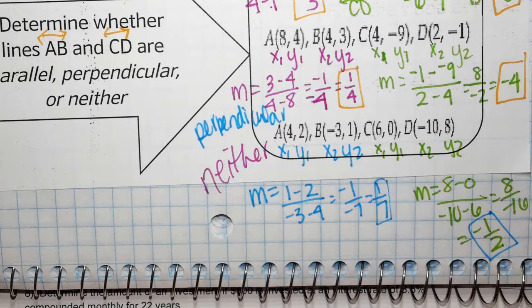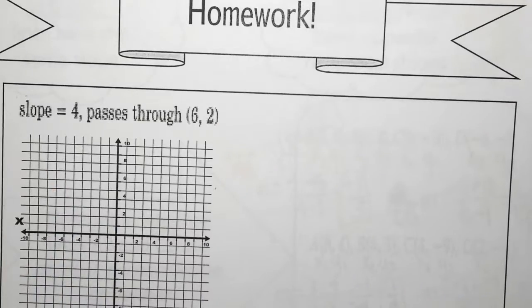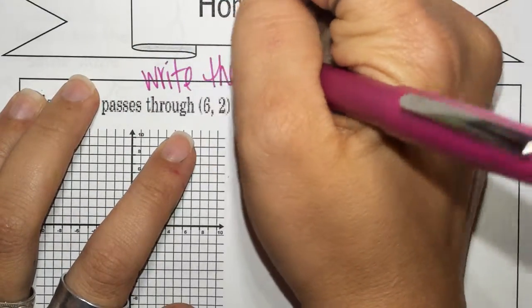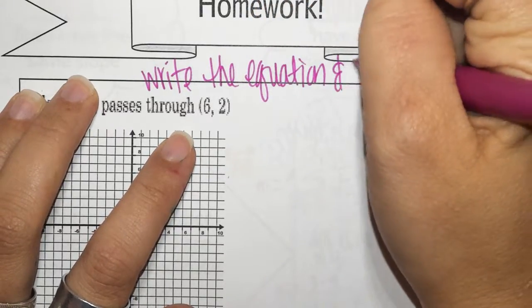You might want your formulas. Alright, so I forgot to write the instructions at the top. I don't know what happened when I made your homework last night. So what I want you to do is write the equation and graph.